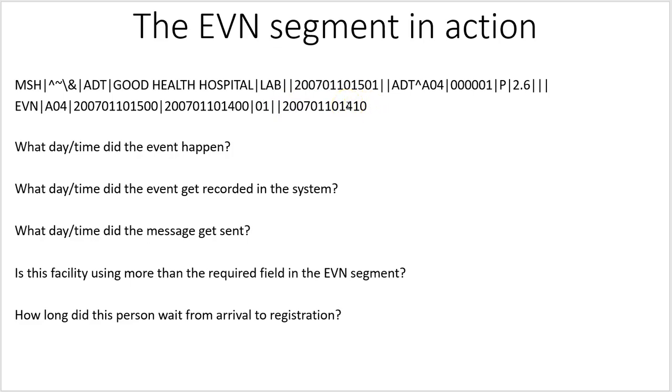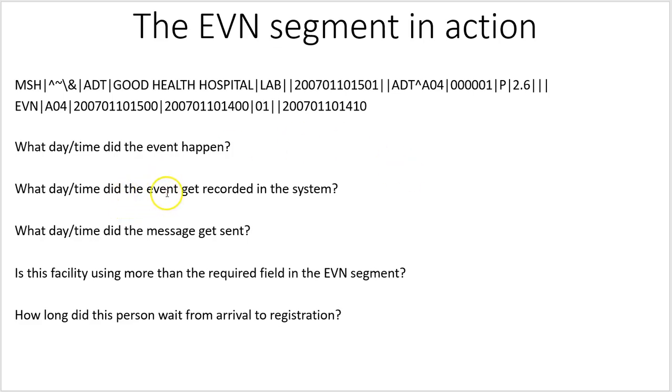What is this event? Well, this event is an ADT A04, and A04 is a patient registration. So this registration went from the ADT system to the lab system. So we know that the patient was registered for a lab procedure, and 1410 is when the event happened. And what is the event? The event is the patient checked in. They came up to the desk and they said, "Hey, I'm here for my lab test."